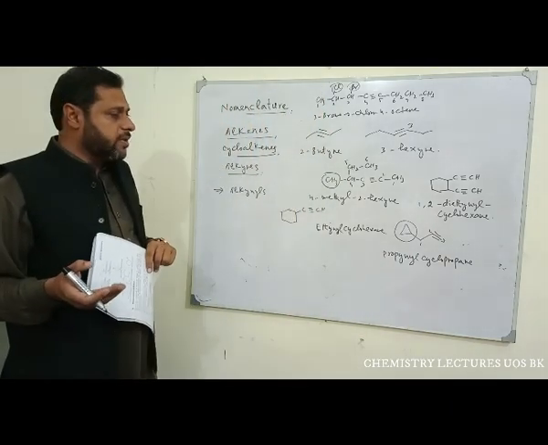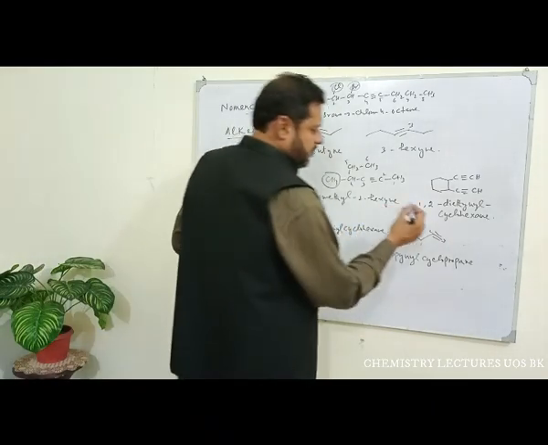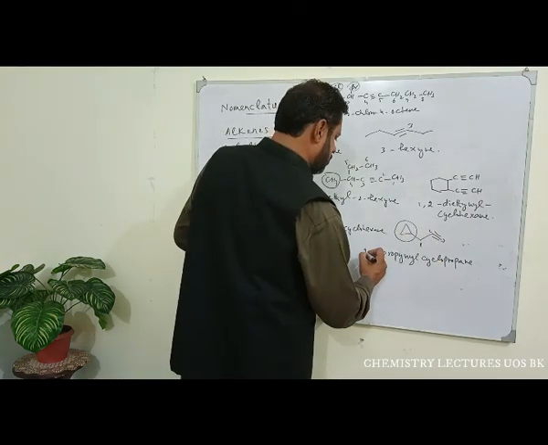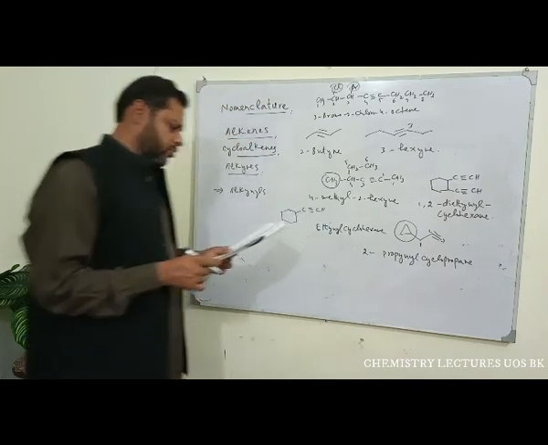So how can we give numbering to the substituent? Numbering always starts from the carbon which is attached to the ring. So it will be 1, 2, 3, 2-propynyl cyclopropane.